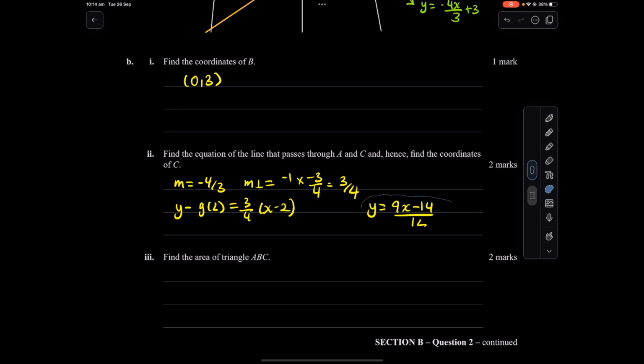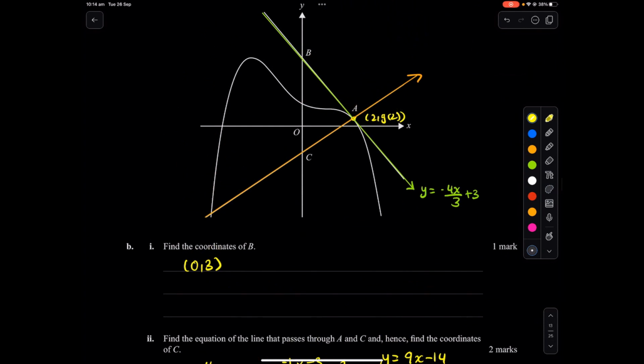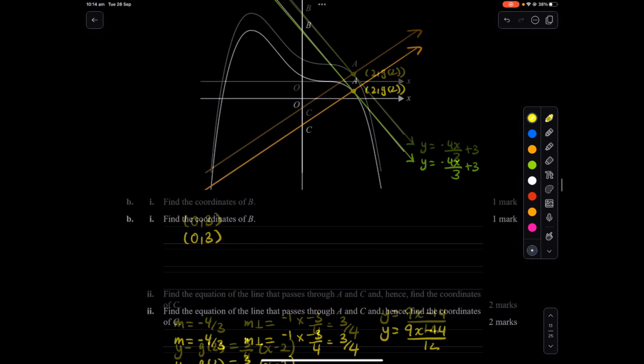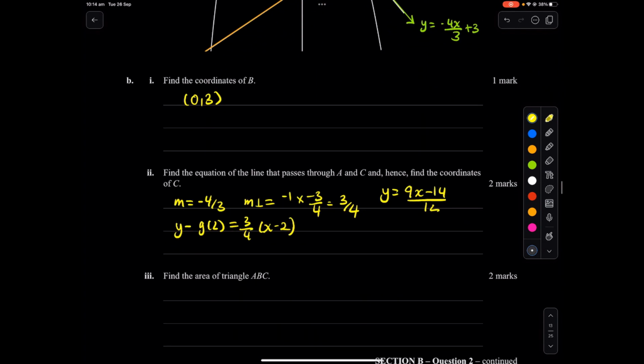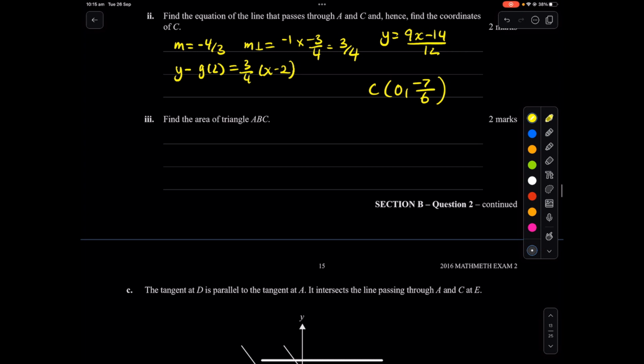Very easy. To find the coordinates of C, the coordinate of C is just the y-intercept, so it's just subbing in 0. What is negative 14 over 12, which is just negative 7 over 6. So we can say that C is just 0, negative 7 over 6. That's that. Perfect. Find the area of the triangle ABC.